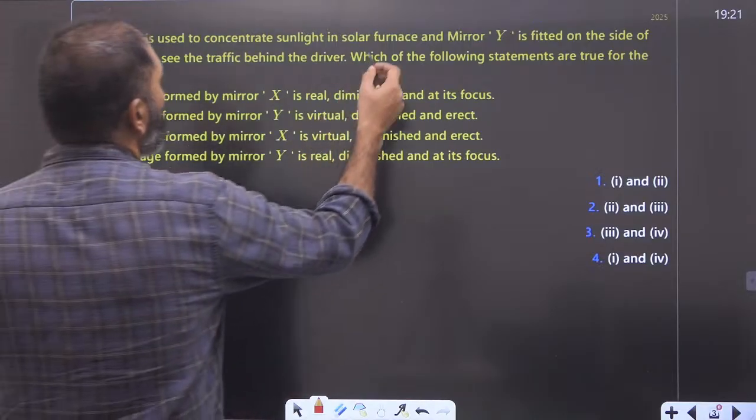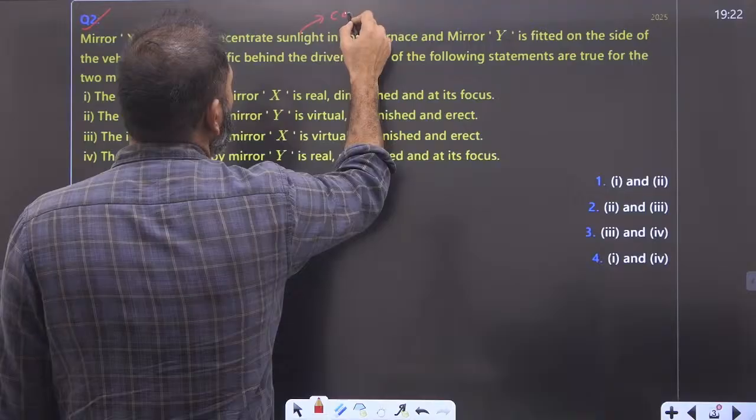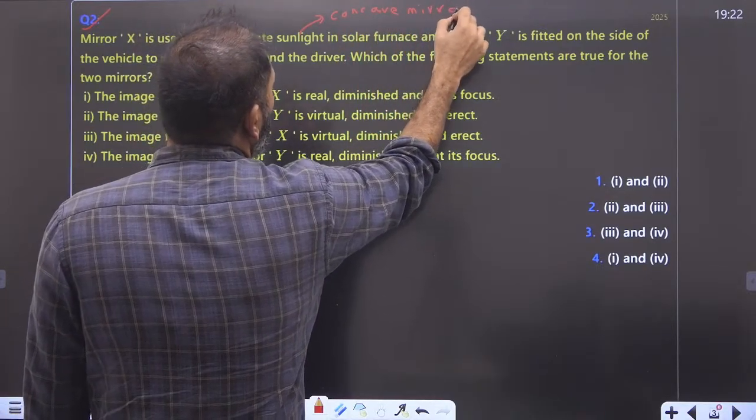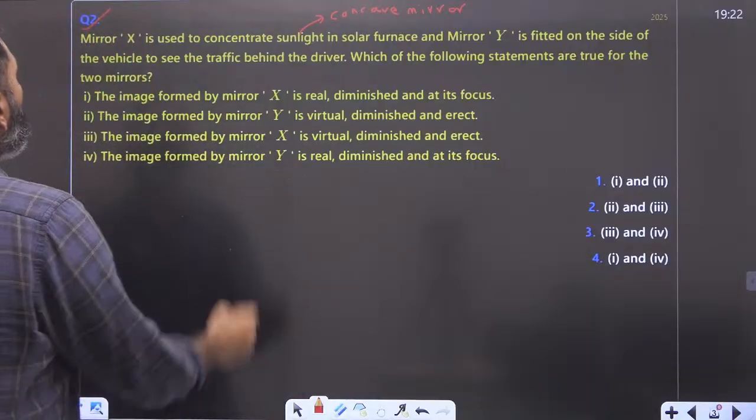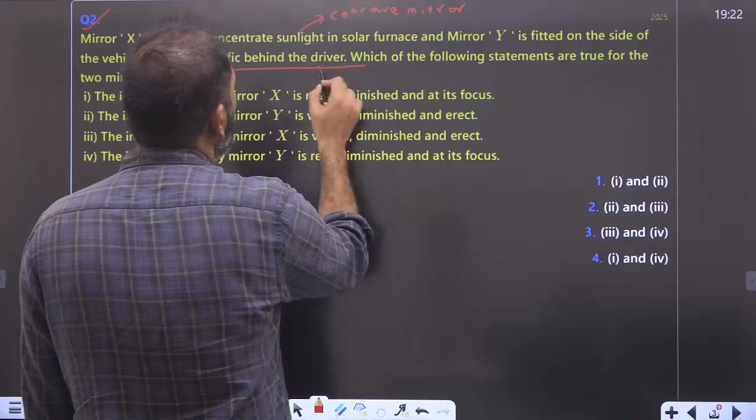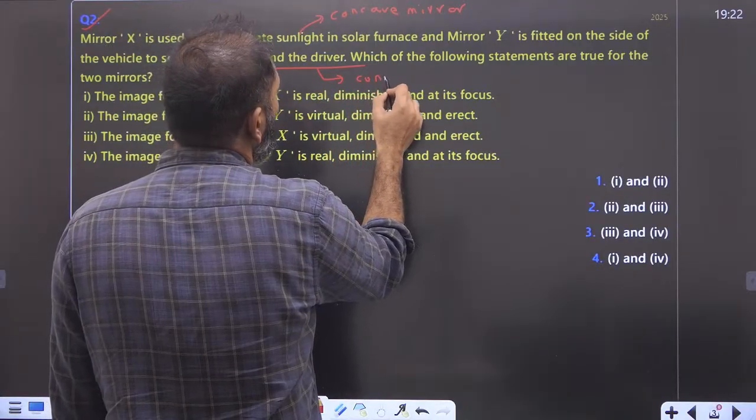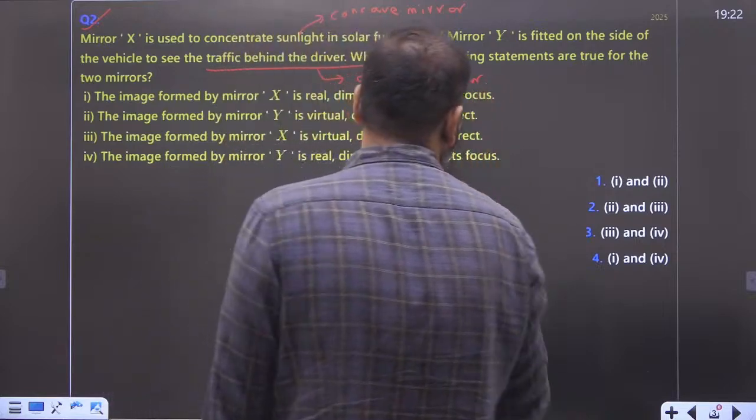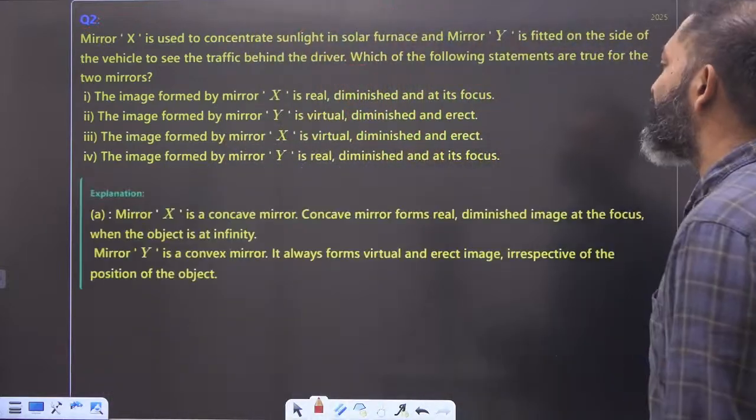Concentrate sunlight in a solar furnace. So what is this mirror? Concave mirror. Okay. Then sides of the vehicle. Mirror Y is used on the sides of the vehicle to see the traffic. So this is what mirror? Convex mirror. Isn't it? So which is the correct answer?